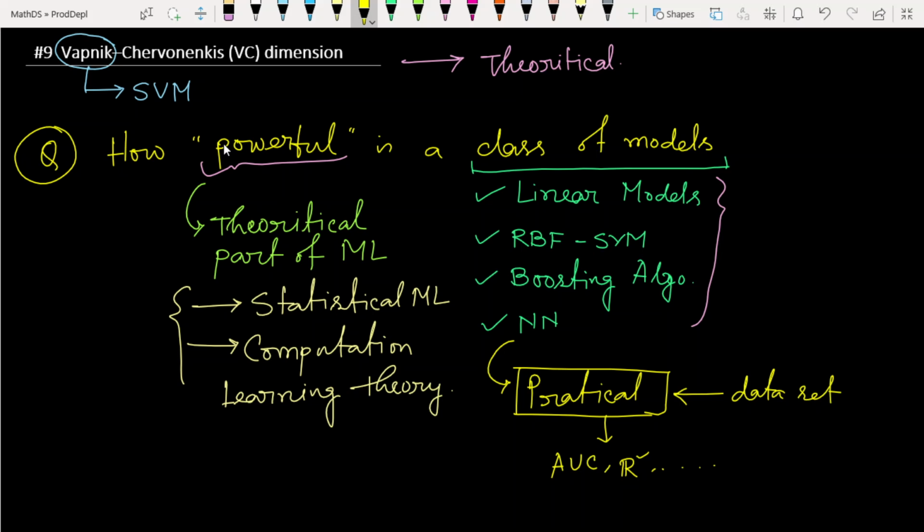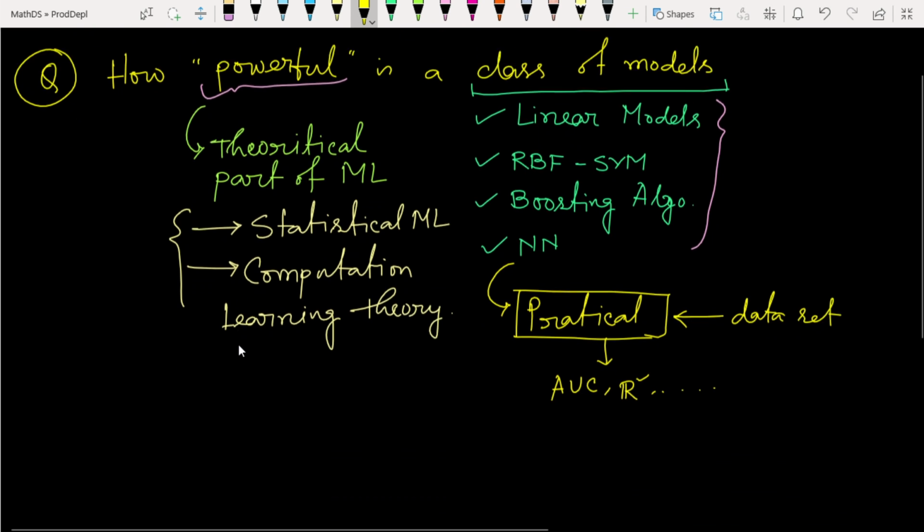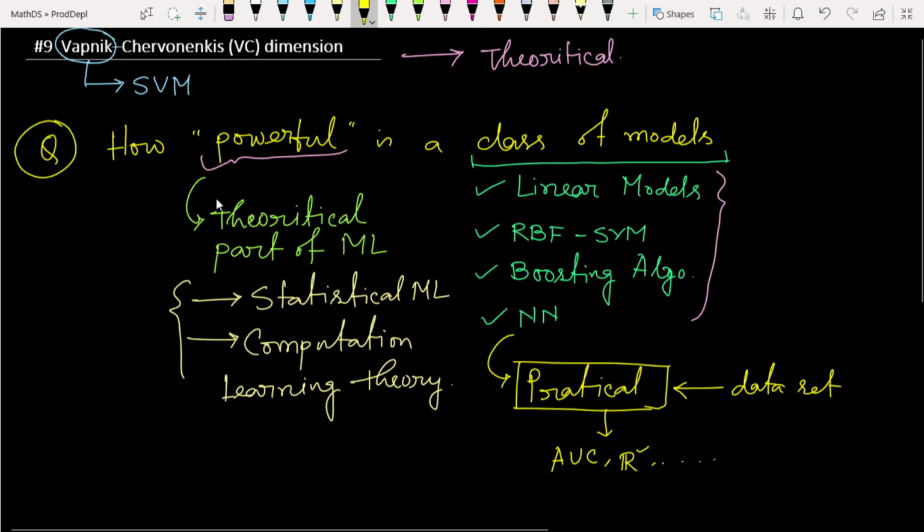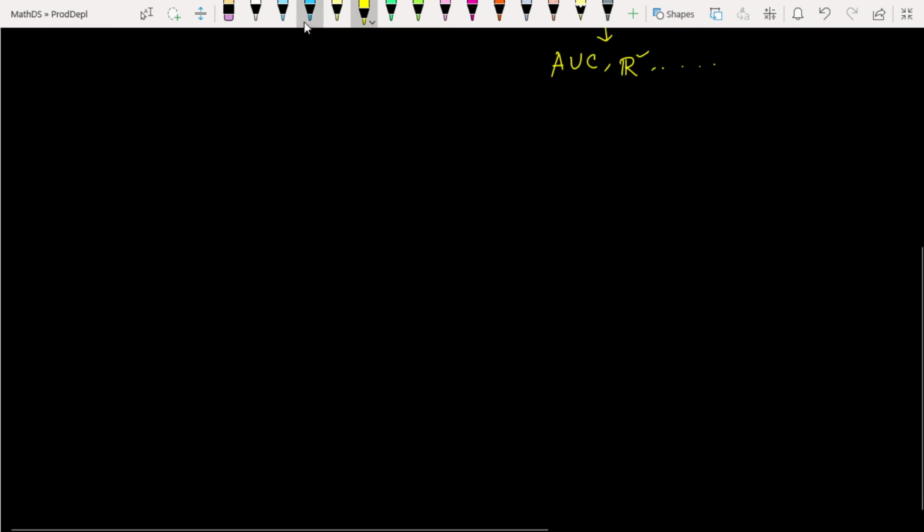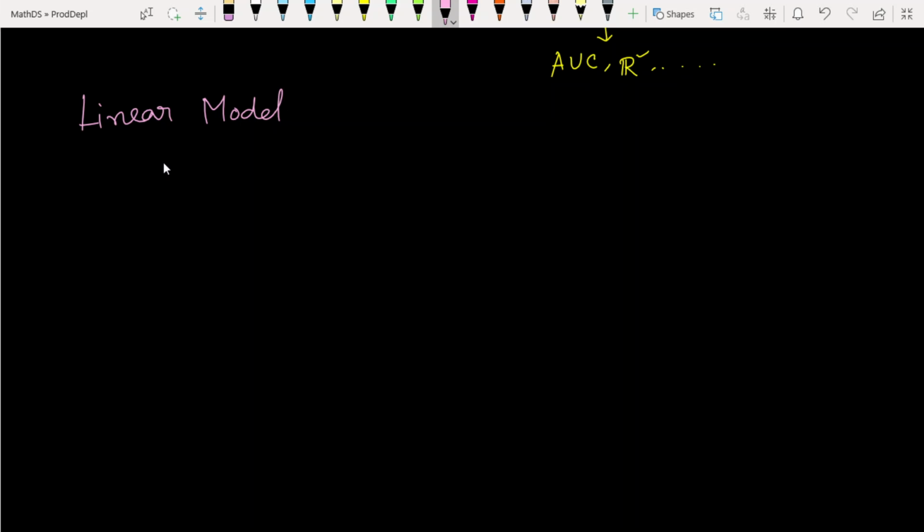Now let's try to understand through an example what the meaning of this VC dimension is. After understanding this part, I will come to the definition. Let's try to understand these things through the linear model. I think it will be better if we use the linear model, since it is easily visualizable, and then we can easily extend this concept to the rest of the models.